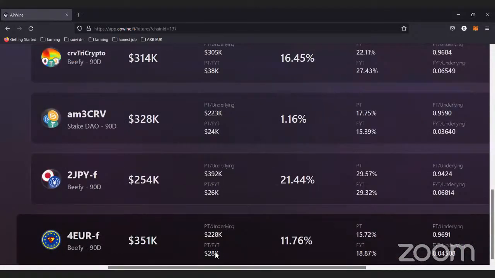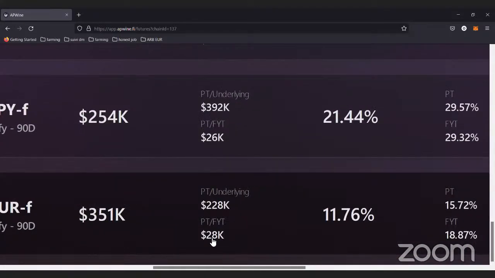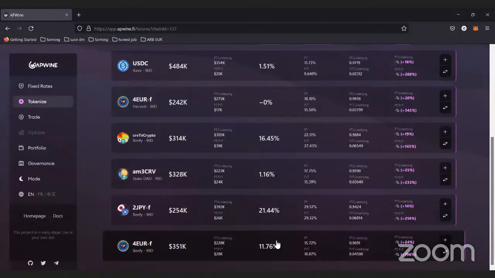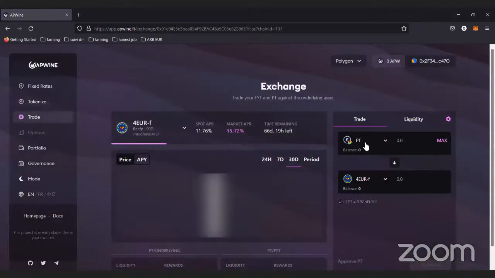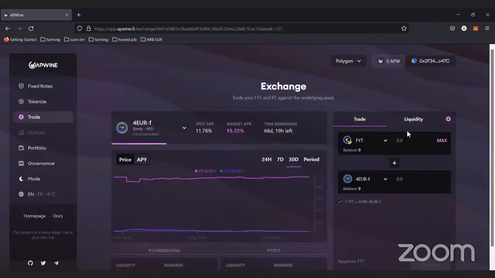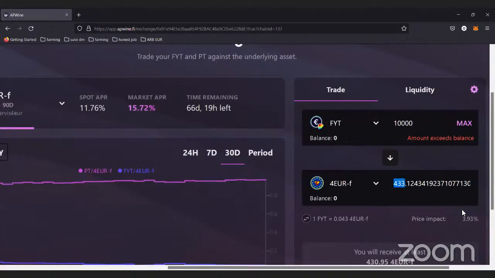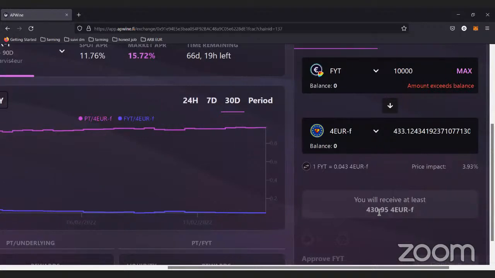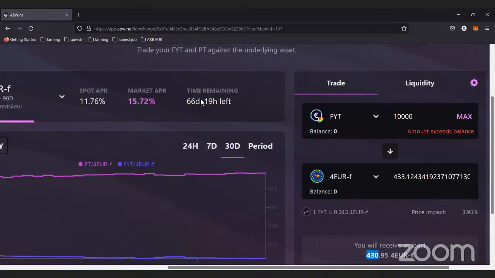As you can see here for the €4, the liquidity is only 28K. So let's see how much slippage there will be if you go here on trade, if you want to sell your future yield token. So you go on future yield token, €4, and so 1,000 is $40. So as you can see, just to get $433, there is a price impact of almost 4%. And if I sell my FYT token, I will receive at least 430 €, at the end of the 66 days.